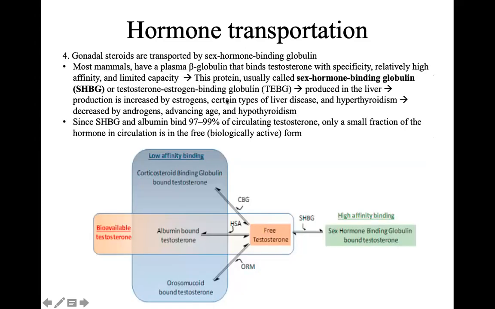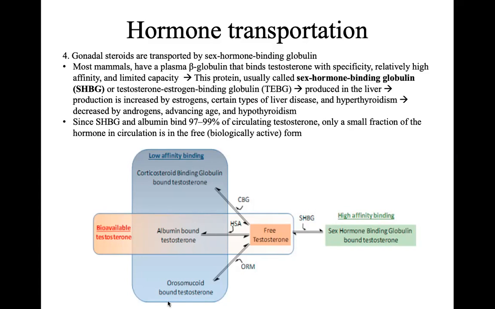The fourth one. This is the gonadosteroid, SHBG, as I mentioned previously. Most mammals have a plasma beta, not alpha, globulin. Previously, we had the alpha globulin, but for the gonadosteroid hormones, most mammals have the beta version. This is the subunit of the globulin. Globulin is not only one structure, but sometimes it has subcompartments or subcomponents. They have alpha, beta, delta, mu, and so on. So they have many configurations and many subunits.